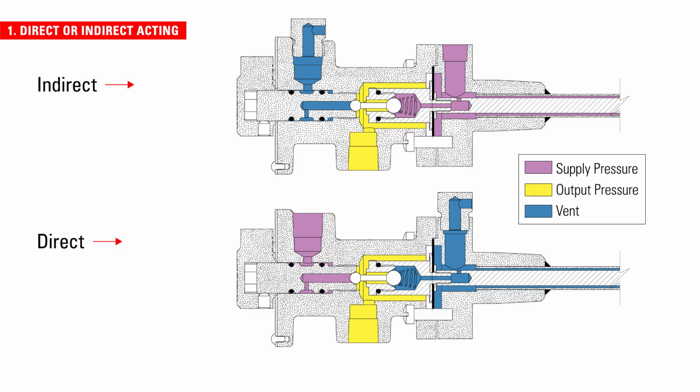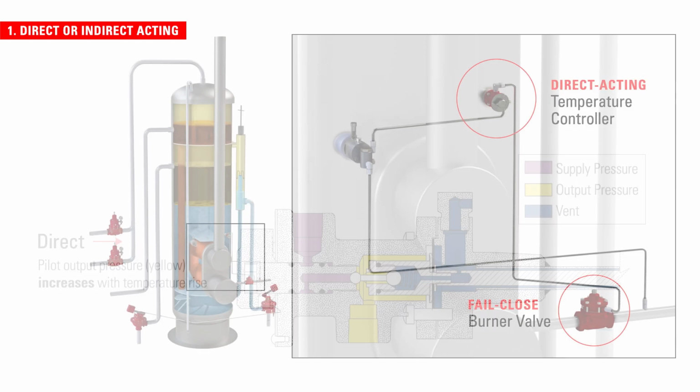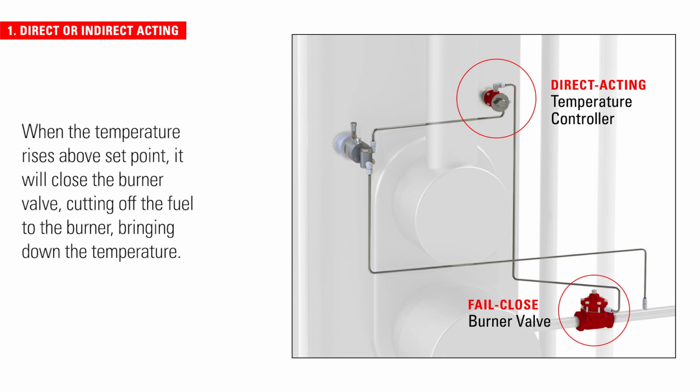Kimray temperature controllers can be direct or indirect acting, and can be converted from one to the other simply by switching the supply and the vent ports. For direct acting, when the temperature rises above your set point, the controller will have a pneumatic output. For example, if a direct acting temperature controller is operating a fail-closed burner valve, when the temperature rises above set point, it will close the burner valve, cutting off fuel to the burner, bringing down the temperature.